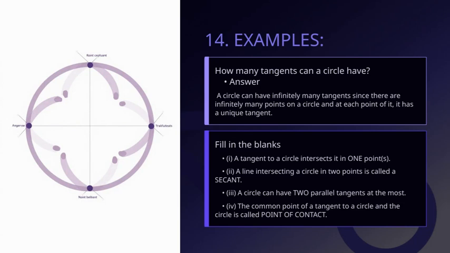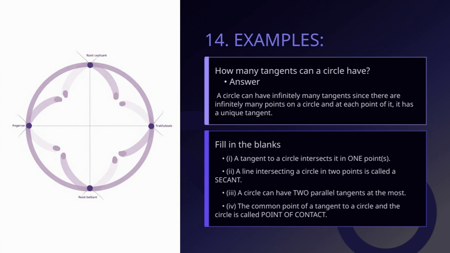Let's explore some important concepts about tangents and circles. First, the point where a tangent touches the circle is called the point of contact. This is the exact spot where the tangent intersects the circle. Next, a circle can have at most 2 parallel tangents. Think about it, if there were more, they would eventually intersect or overlap, which isn't possible for parallel tangents.